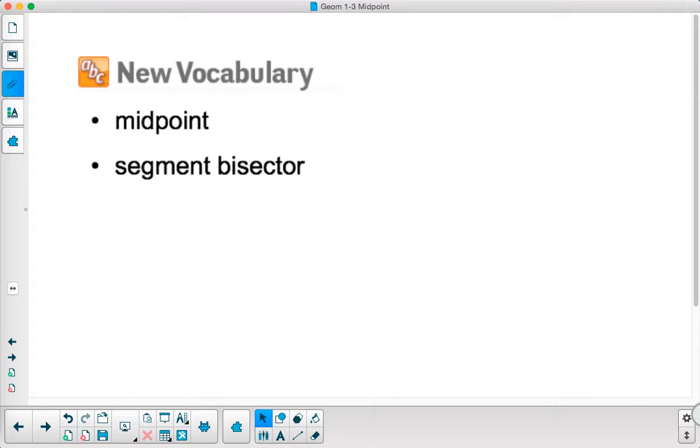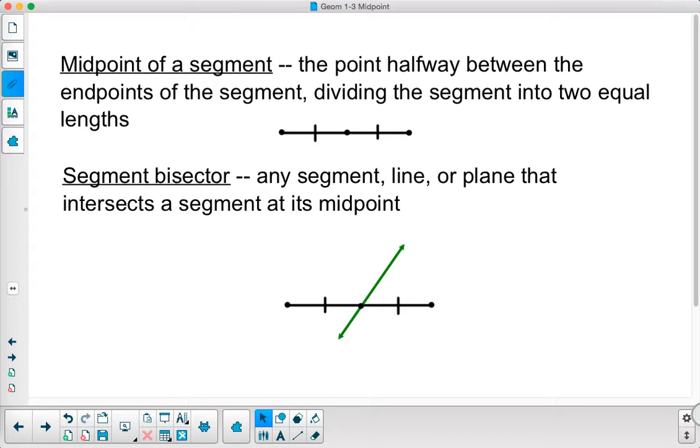A couple terms for new vocabulary. Again, you need to pause the presentation so that you can write down the notes and then start it back up so that you can have some explanation. So here's some notes for you on midpoint and segment bisector.